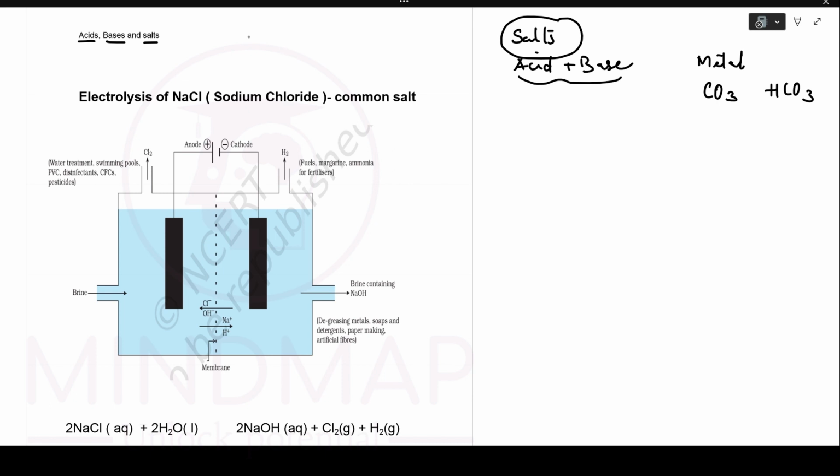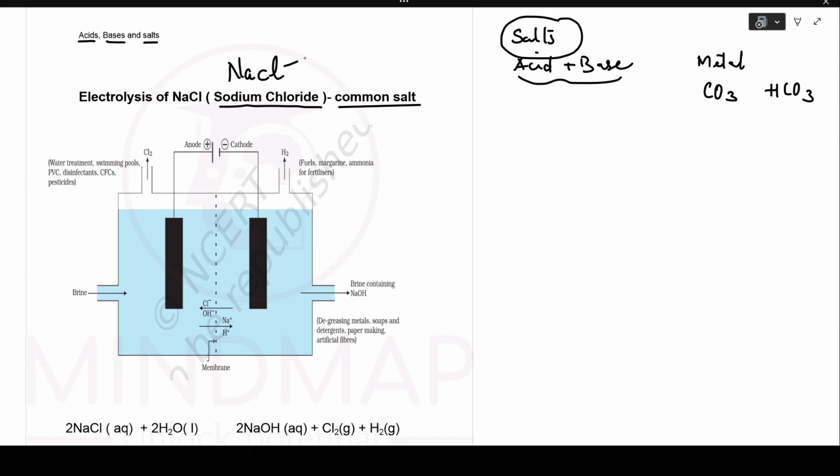Now today we are going to learn more about the common salt. Common salt, the one which we use for cooking, the one we use in the kitchen, right? And its chemical name is sodium chloride. And its formula is Na, sodium, Cl, chlorine. So NaCl is the common salt.